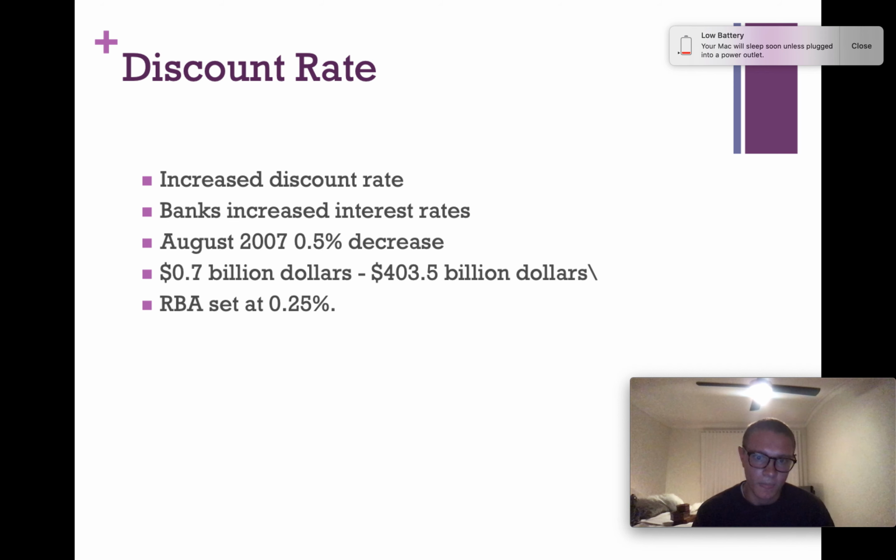At the moment, the RBA has set their discount rate at 0.25%, which is the lowest it's ever been, in order to try and help the situation at the moment, due to unemployment being so high and general confidence being low as well.